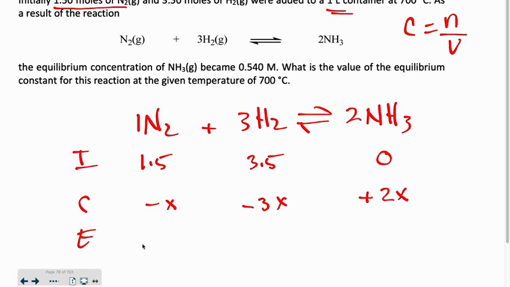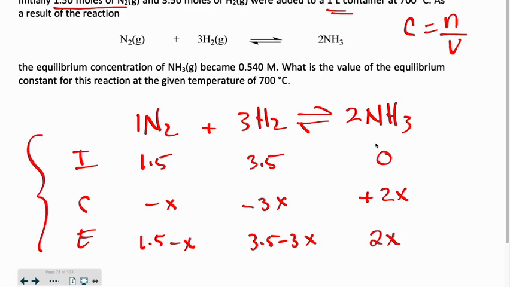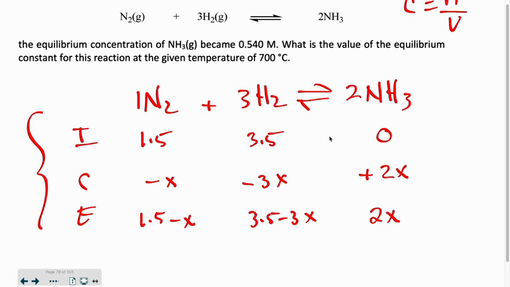And then at equilibrium, I have 1.5 minus x of this. I have 3.5 minus 3x of this. And then I have 0 plus 2x, or just 2x of that. It's very important for you to learn how to set up this ICE table. Now, this question is pretty easy. This is the first one. They're saying that the equilibrium concentration of ammonia is 0.54 moles per liter.